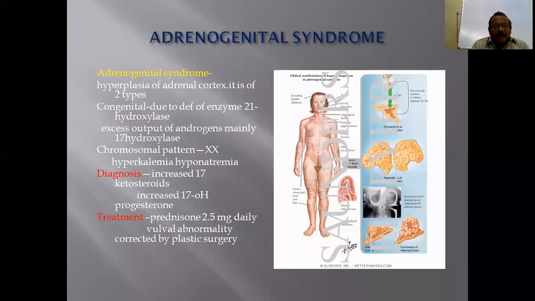Diagnosis is by raised 17 ketosteroids and increased 17 hydroxyprogesterone. This is how we can diagnose adrenogenital syndrome. Coming to the treatment, we put the patients on prednisolone 2.5 milligrams daily, and the vulval abnormality is corrected by plastic surgery.